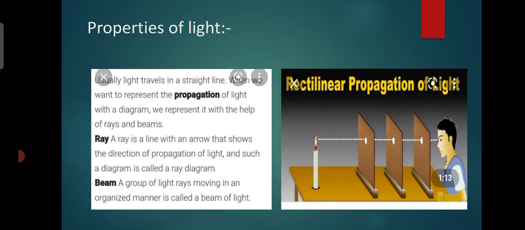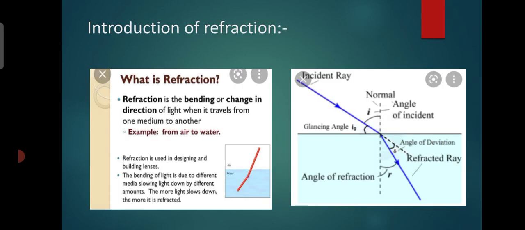Beam: a group of light rays moving in an organized manner is called a beam of light. Next, introduction to refraction. Refraction is the bending or change in the direction of light when it travels from one medium to another, from air to water. Refraction is used in designing and building lenses.